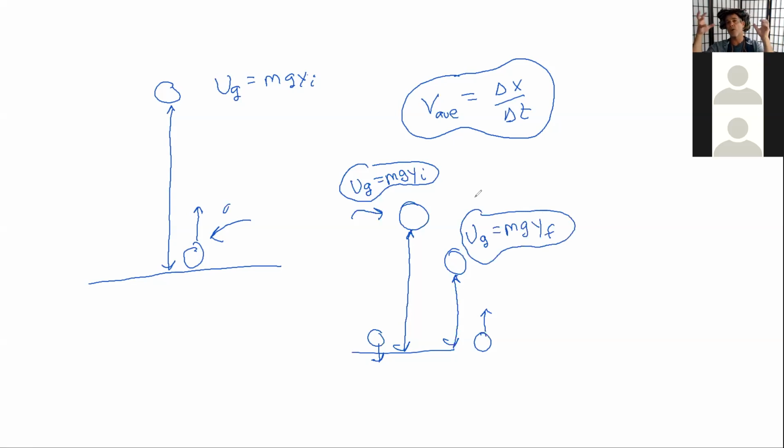Because if it was a perfectly elastic collision and absolutely no energy at all was lost, it should bounce to the exact same height that you released it from. But every time it hits, it's going to go to slightly less height. And if I look at the difference between those two heights, that should be how much energy was lost during the collision.